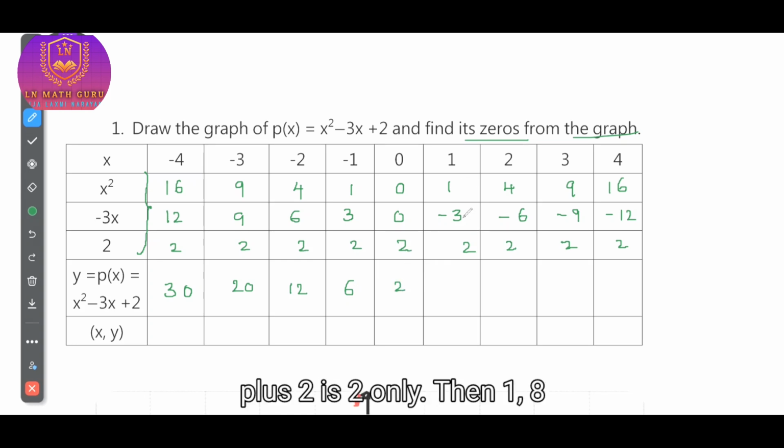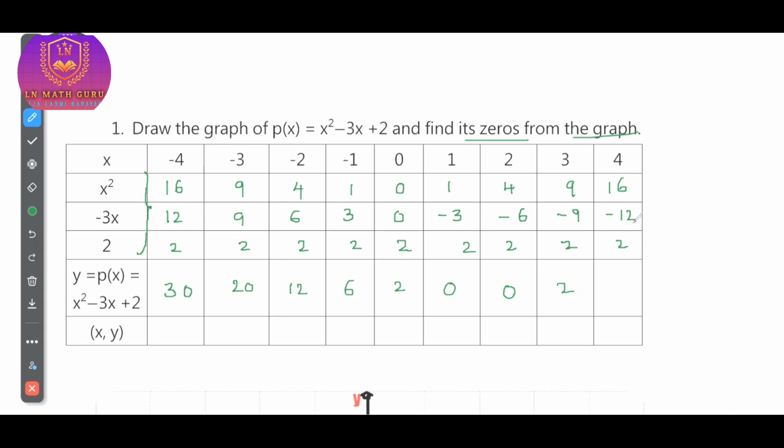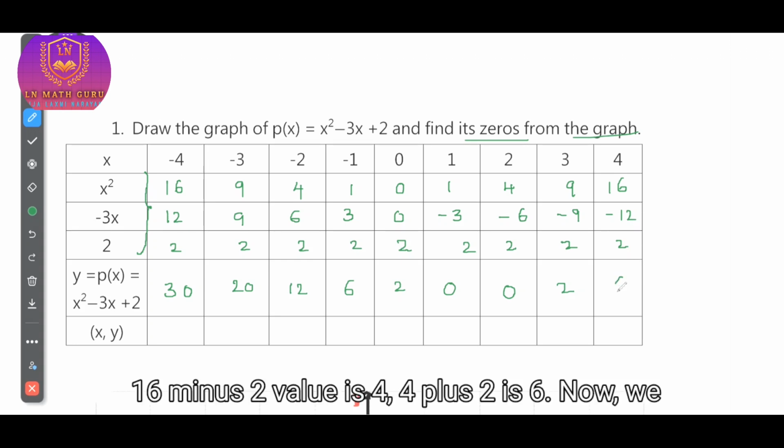Then 1 minus 3 is -2, plus positive 2 is 0. 4 minus 6 is -2, plus 2 is 0 again. Then 9 minus 9 is 0, 0 plus 2 is 2. 16 minus 12 is 4, 4 plus 2 is 6.